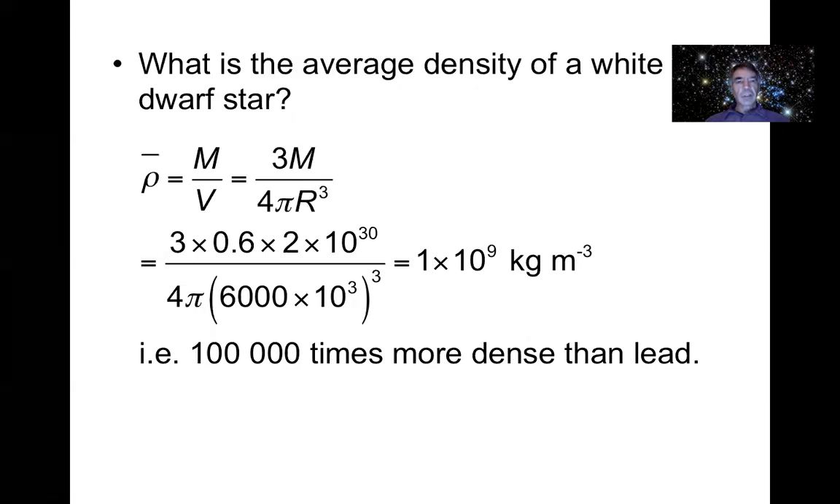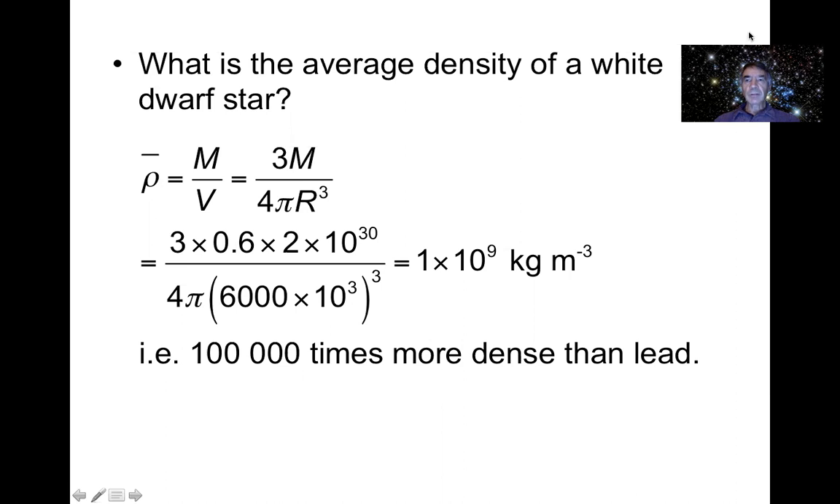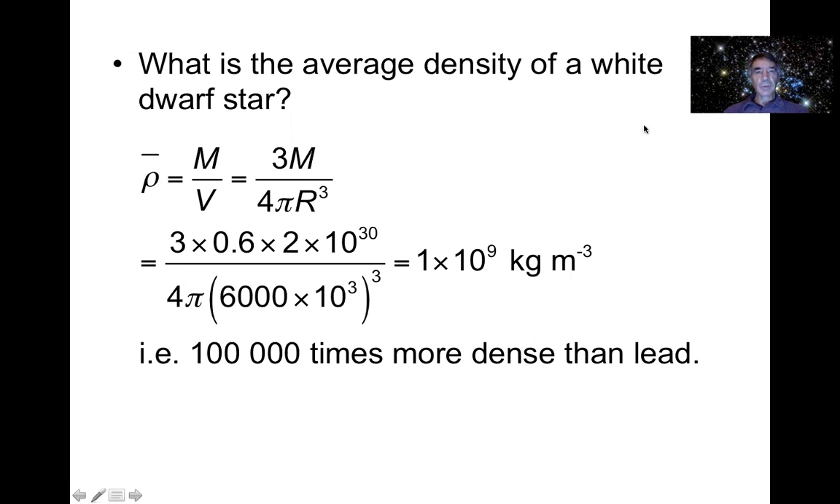Okay, welcome to the second lecture this week. So we've been looking at the evolution of stars last time, so how the endpoints of different stars depend on the initial mass. So I left you with this little problem to look at the average density of a white dwarf star. This is basically what the sun will end up like.